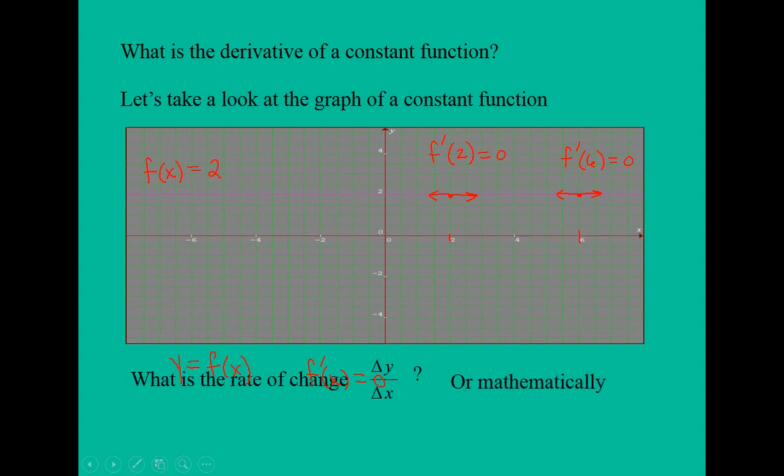So the rate of change of a constant function would be delta y over delta x. And if we looked at this through the limit process, we can see in the numerator we'd get c minus c as h approaches 0. So we have 0 in the numerator, and h is approaching 0, but 0 divided by any number is going to equal 0.